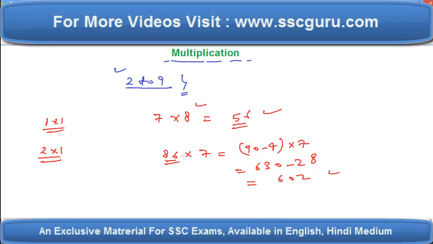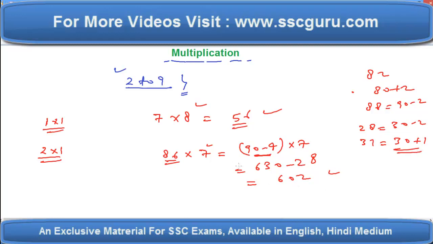Whenever we multiply a 2-digit number by a 1-digit number, we will always reduce that number to its simplest form. If we have 82, then we can write it as 80 plus 2. If we have 88, then we can write it as 90 minus 2. If we have 28, then we can write it as 30 minus 2. If we have 31, then we will write it as 30 plus 1. By using these tricks, we can do it mentally.